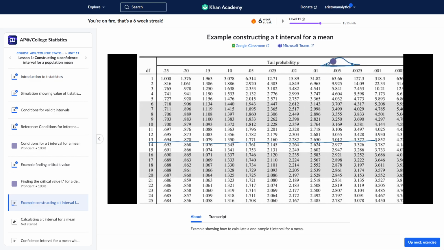So if you want 95% of the area in the middle, that means you have 5% not shaded in, and that's evenly divided on each side. So that means you have 2.5% at the tails. So what you want to look for is a tail probability of 2.5%, that is this right over here, 0.025. That's 2.5%. And so there you go. That is our critical value, 2.160.